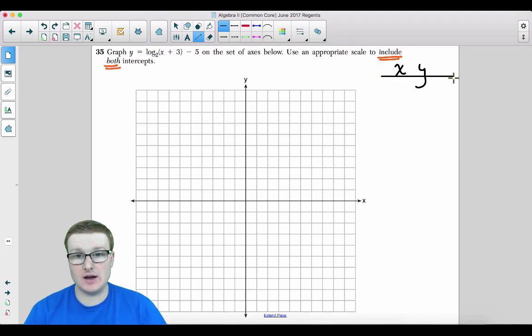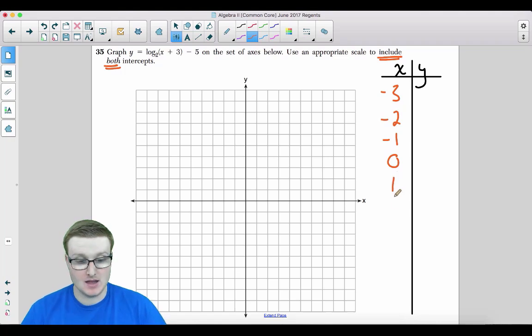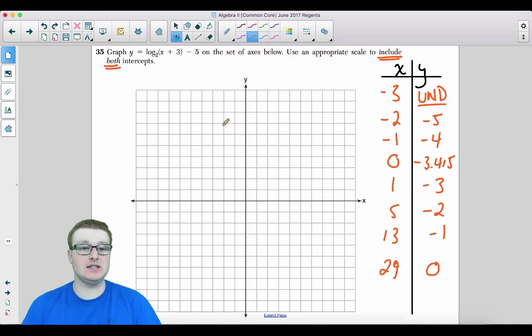For those of you who do not know how to get the table of values, it's Control-T, but if I really had to tell you that because you didn't know, then you must have been sleeping the whole year, and through Algebra 1 and Geometry. So -3, but if it's your first time purchasing the calculator, Control-T. 1, 5, 13, 29. Okay, so these numbers are undefined. Well, that was kind of determined. -5, -4, -3.415. That is the y-intercept. -3, -2, -1, and it's approximately 0 at 29.